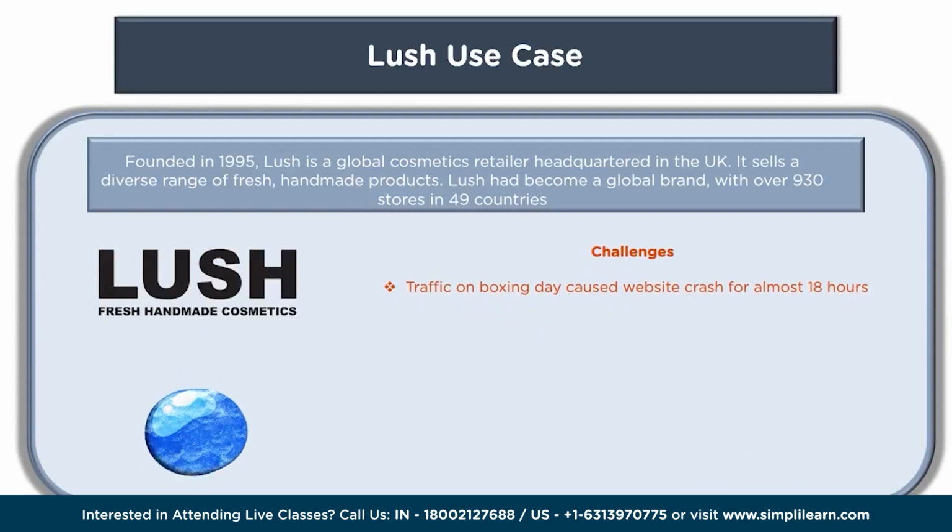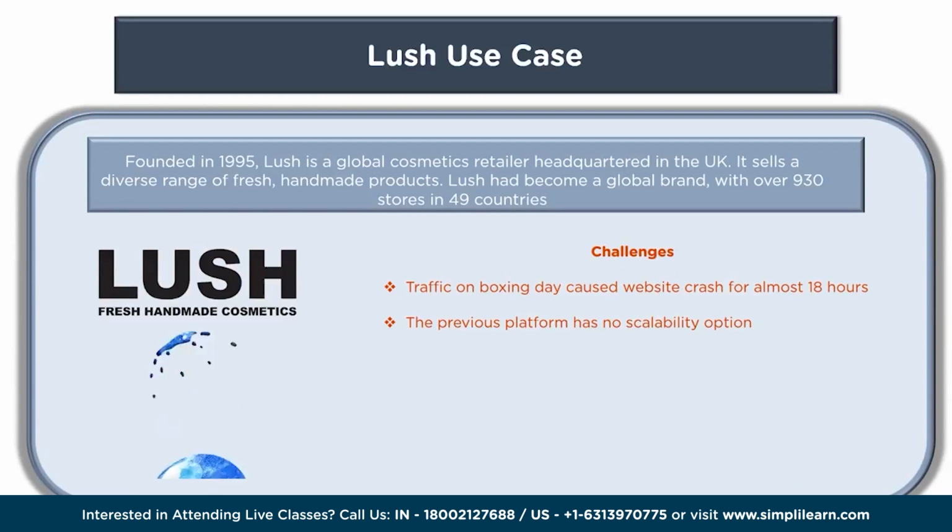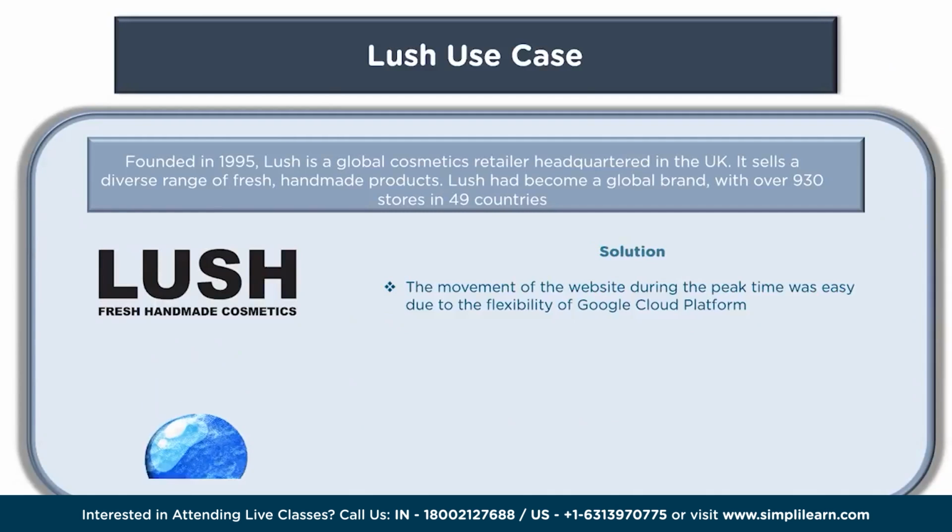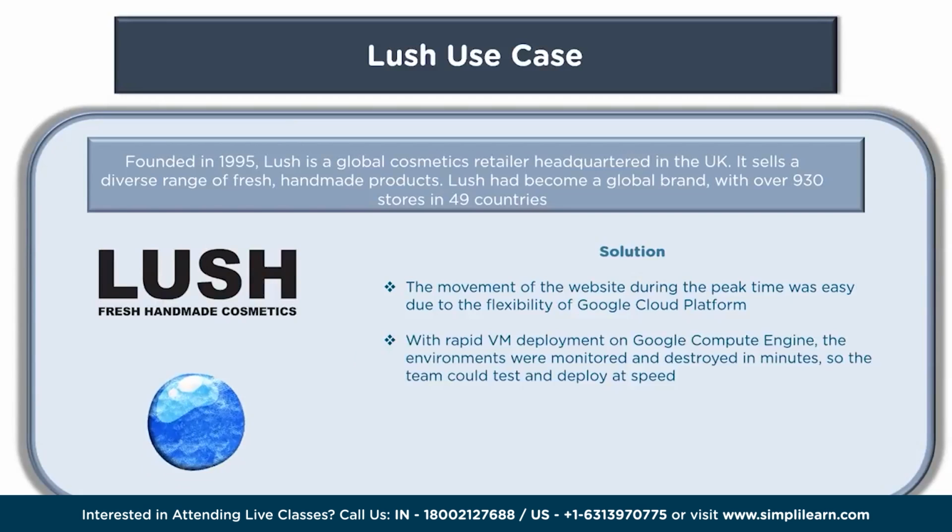The challenge faced here was that traffic on Boxing Day caused a website crash for almost 18 hours, and this had a devastating effect on their business. The previous platform had no scalability option. What was the solution? Moving the website during peak time was easy due to the flexibility of the GCP platform. With rapid VM deployment on Google Compute Engine, the environments were monitored and destroyed in minutes, so the team could test and deploy at speed.